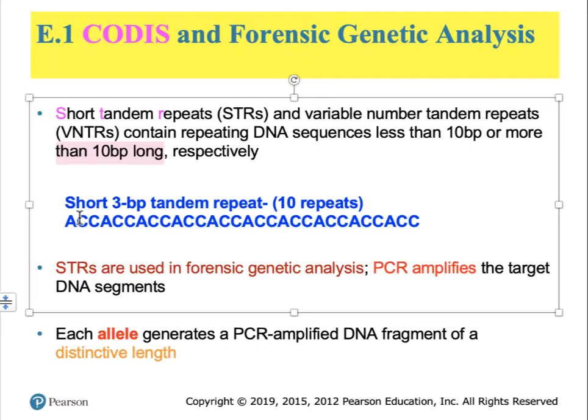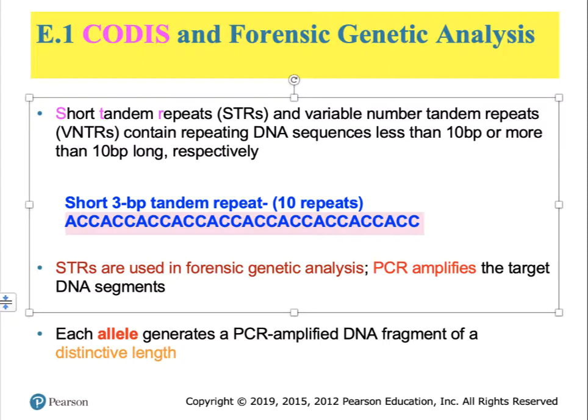STRs normally are about 4 base pair tandem repeats. So in this example here, we have ACC as the core repeat that's been repeated 10 times. The process entails the application of PCR amplification on DNA from suspects and crime scenes, and once the DNA has been amplified, the DNA is then separated on a gel according to size.